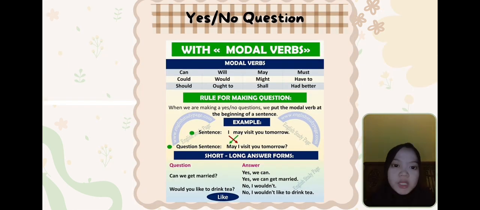With modals, some modal verbs are can, will, might, must, has to, would, could. And for making a question, when we make a yes or no question, we put the modal verb at the beginning of the sentence. For example, the statement is I might visit you tomorrow. And then for the question sentence, might I visit you tomorrow?